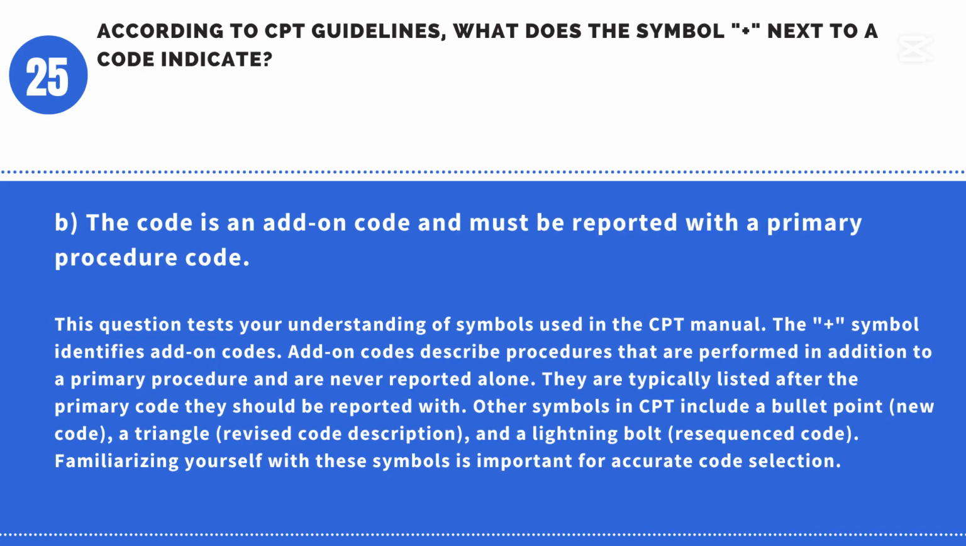Answer: B. The code is an add-on code and must be reported with a primary procedure code. This question tests your understanding of symbols used in the CPT manual. The plus symbol identifies add-on codes. Add-on codes describe procedures that are performed in addition to a primary procedure and are never reported alone. They are typically listed after the primary code they should be reported with. Other symbols in CPT include a bullet point, new code, a triangle, revised code description, and a lightning bolt, resequenced code. Familiarizing yourself with these symbols is important for accurate code selection.